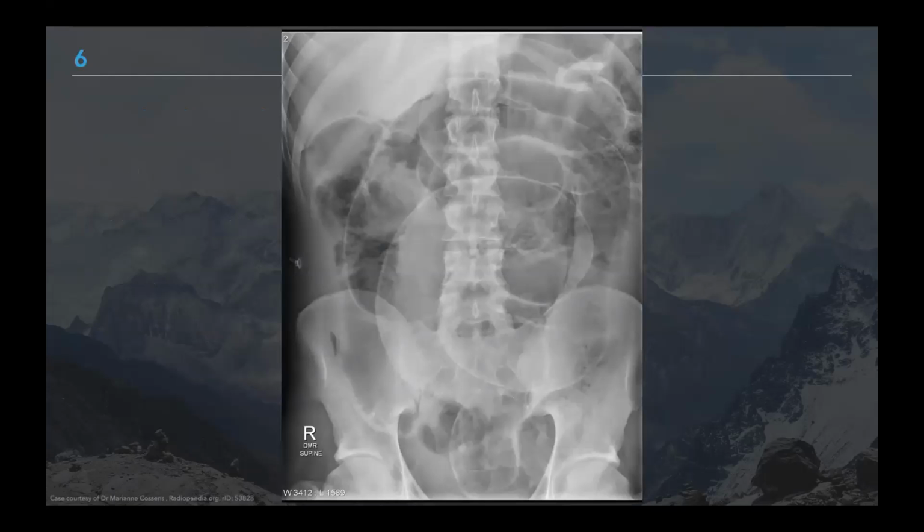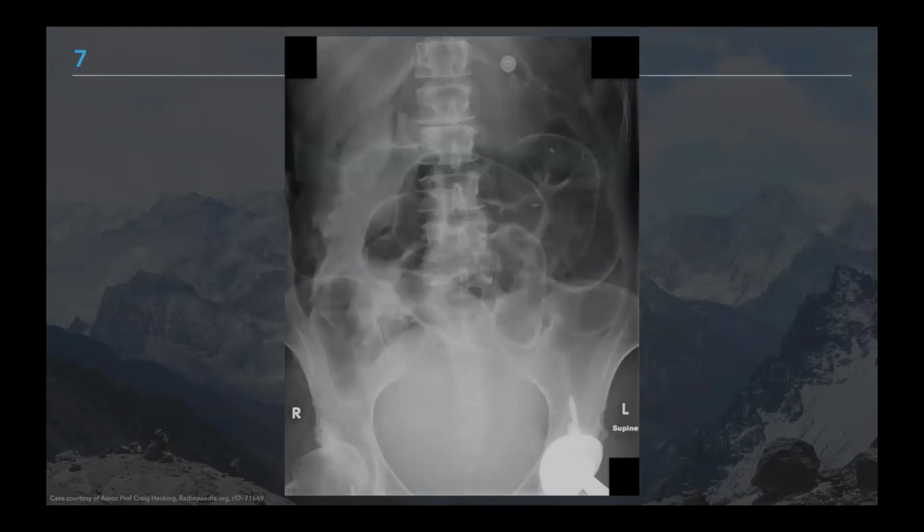Okay, so another radiograph, have a look at this. What would I say if I was in an exam? Okay. Have a look at this again. Same thing. What would I say if I was in an exam? These are both quite tricky.